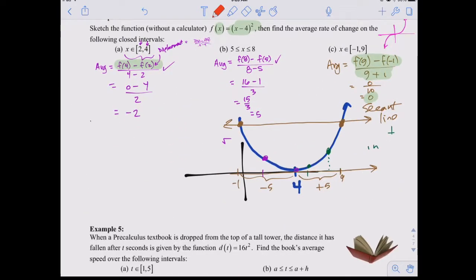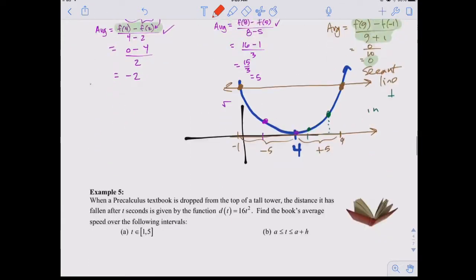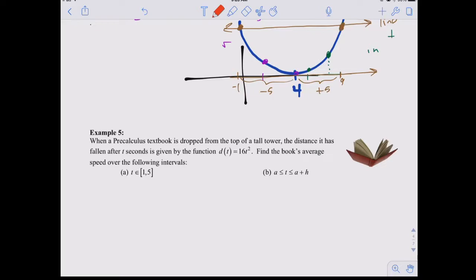All right, any questions on average rate of change with graphs? All right, let's look at an application. This would be kind of the Newtonian perspective. Newton was the guy who was motivated by motion to come up with the calculus.